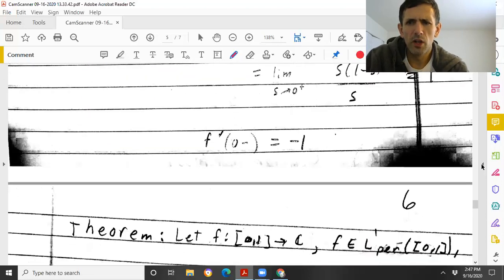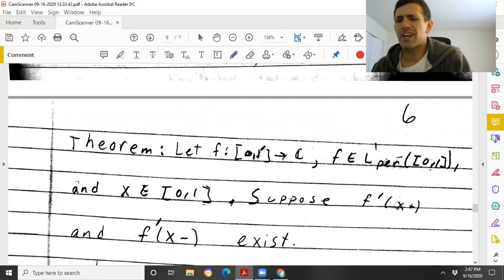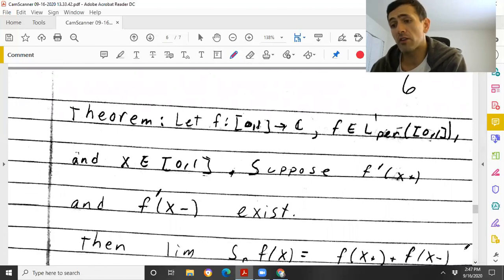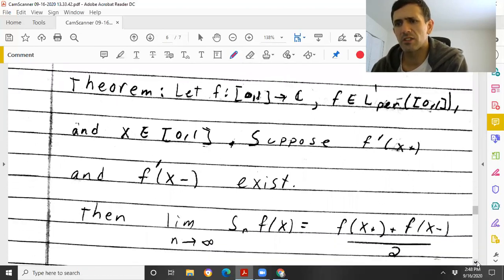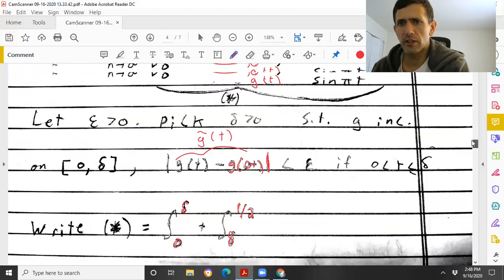But anyway, okay, so what is Dirichlet's theorem? Dirichlet's theorem is, let's say I have a function that's pointwise defined on 0 and 1. It's 1-periodic, L1, and let's say x is between 0 and 1. And let's assume that these right and left-hand derivatives, and thus the right and left-hand limits, exist. Then the Fourier series doesn't necessarily converge to f at x. It's the average of the right and left-hand limits.